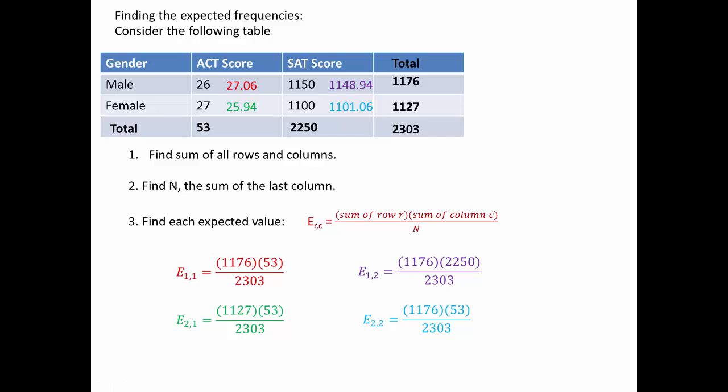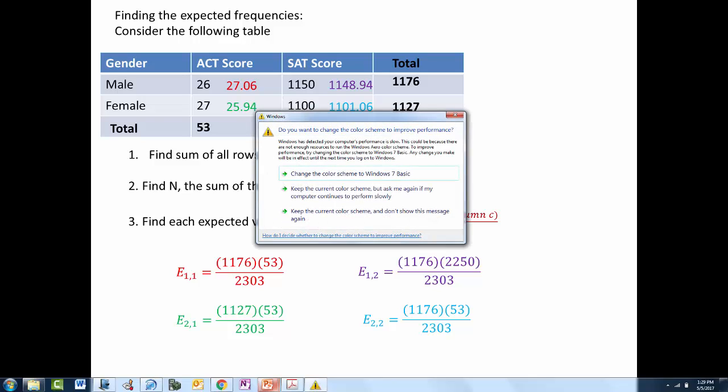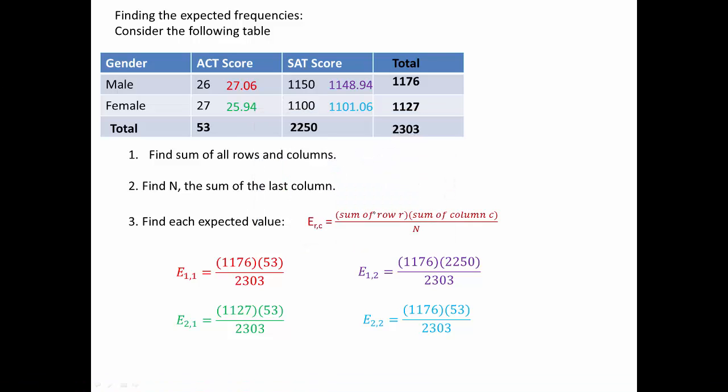So the unhighlighted black is what would be given. You'd have to find the bold, which is the sum of the rows and the columns. And then I just had the red fly in. So now look at the red. Here's E11, row 1, column 1. To get its expected value, you would take 53, the sum of the column, times the sum of the row, 1176, divided by 2303, the total value in the far lower right corner. Then watch the green fly in.